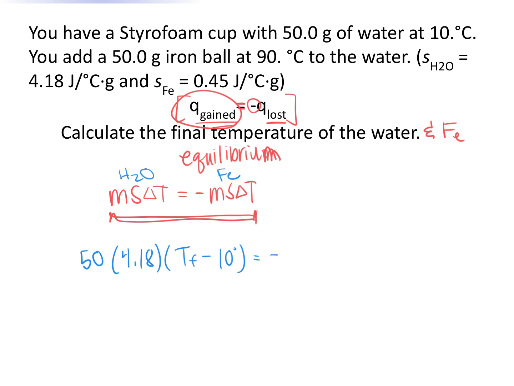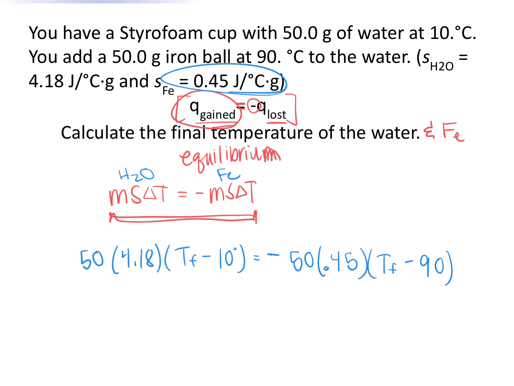All right, on the other side, our iron, remember we have to include the negative. Our iron is 50 grams. Specific heat of iron is 0.45. We don't know our final temperature, and our initial temperature is 90.